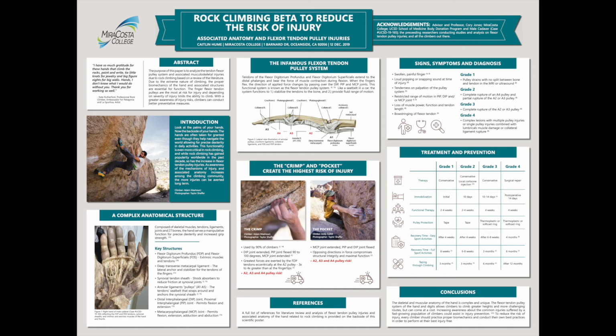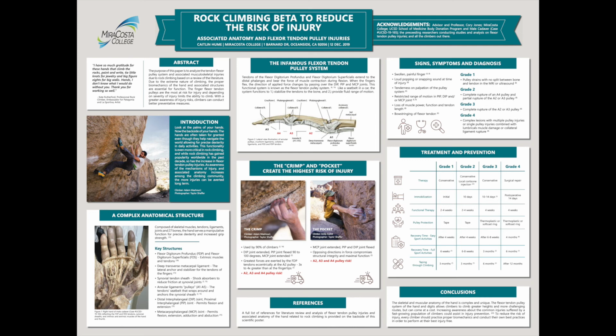Ultimately, we can say that the preventative measure that is best to prevent these flexor tendon pulley injuries is proper grip technique. In gripping a crimp hold, the practice amongst the climbing community is to weight the hold at a full flexion angle, pulling on the tips of the distal phalanx to avoid conflicting extension of the DIP and flexion of the PIP joints. Overall, increasing awareness about the common injuries suffered by a fast-growing population of climbers could assist in injury prevention, and each climber should be conducting their own best practices to avoid injury and perform at their best.